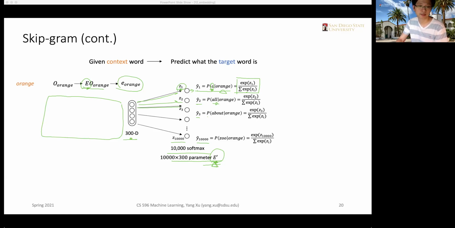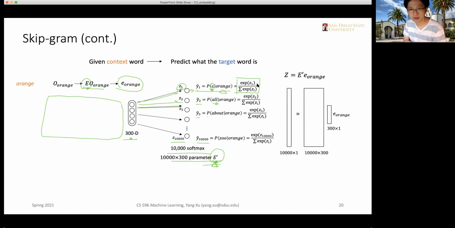which correspond to the probabilities Y hats. The shape of E prime is just the transpose shape of E, 10,000 by 300, but the values are totally unrelated to E. So E prime and E are two totally different sets of parameters, but the shape of E prime is the transpose of the shape of E. So E prime would be 10,000 by 300.